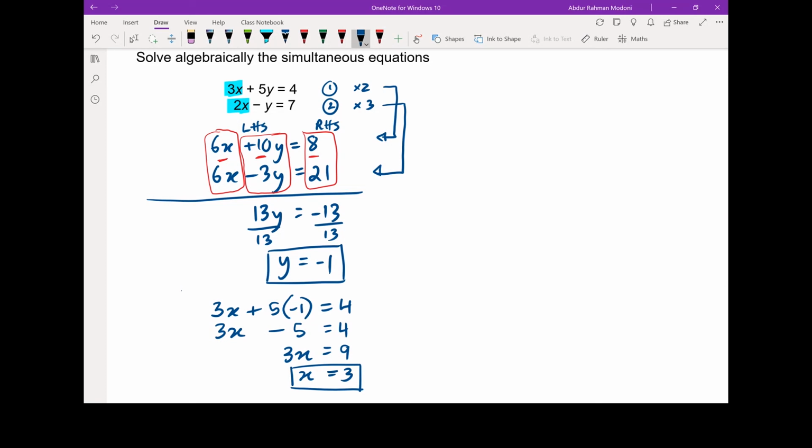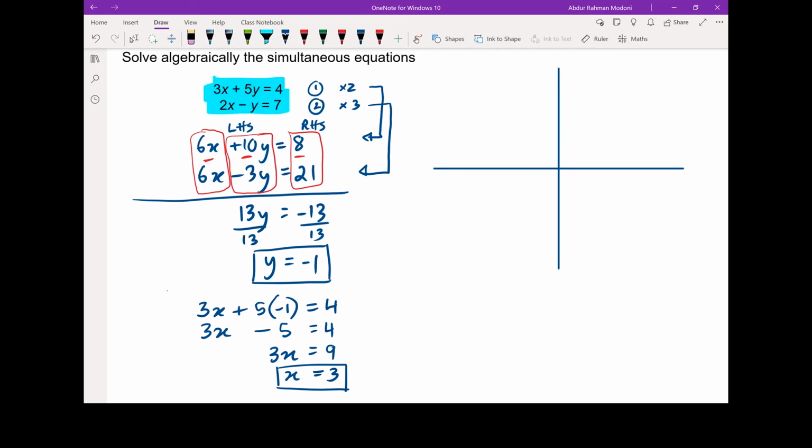What does solving linear simultaneous equations actually represent? So we found the values of x and y, but what do they actually represent? Well, let's take a look at each of the equations that we have from the beginning, and let's draw them on this xy grid. So first of all, 3x plus 5y equals 4.